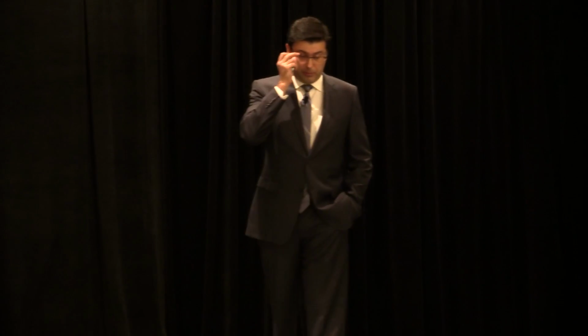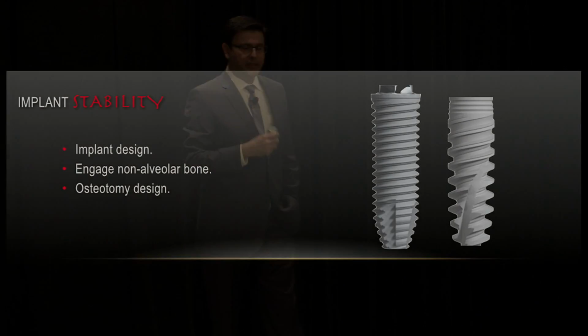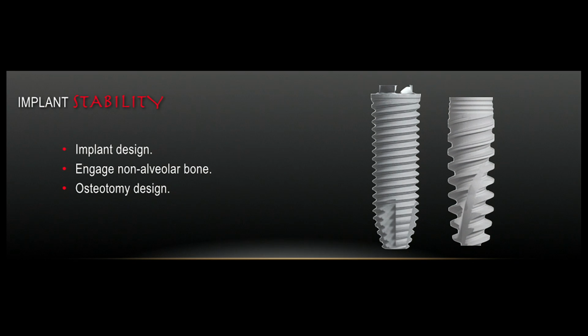So when we look at implant stability or fixture stability, these are the factors that we have control over to get stable implants. The number one is implant design. We want to use implants that are designed for use in compromised bone situations. Now this is the Nobel Speedy implant or the Nobel Active, and both of these implants are designed to be used in cases of compromised bone.